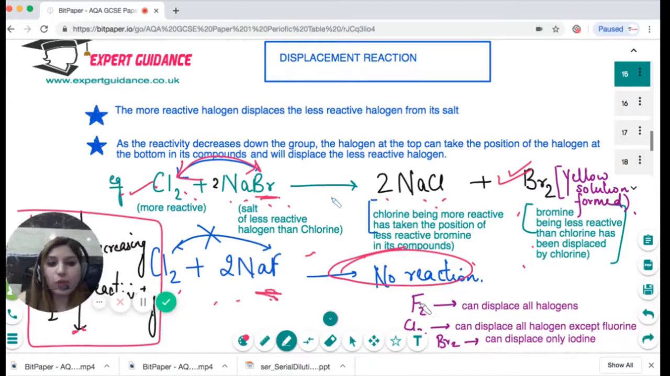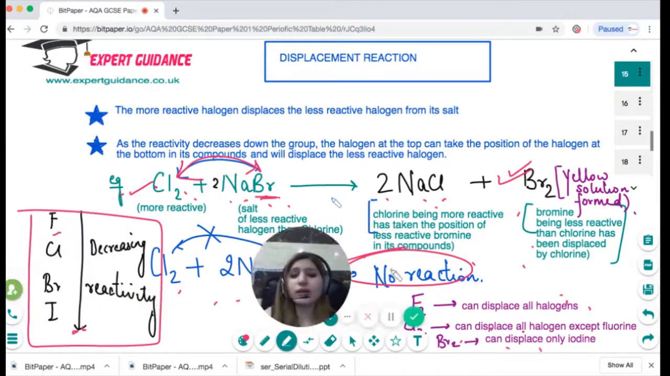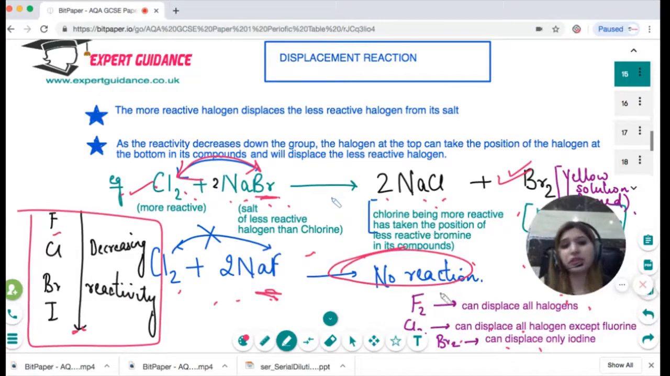So fluorine can displace all the halogens, chlorine can displace all except fluorine, bromine can displace only iodine, and iodine cannot displace fluorine or chlorine or bromine. Okay, so remember, the top halogen can take the position of the bottom halogen, provided the top halogen is alone and the bottom halogen is in the form of a compound or in the form of a salt. I hope this displacement reaction is clear to you.